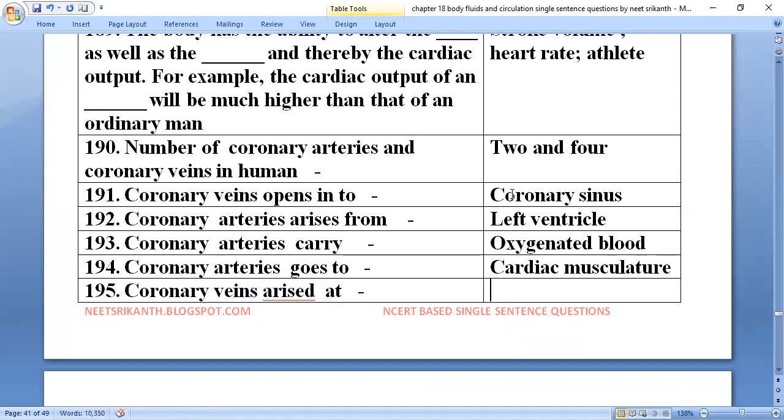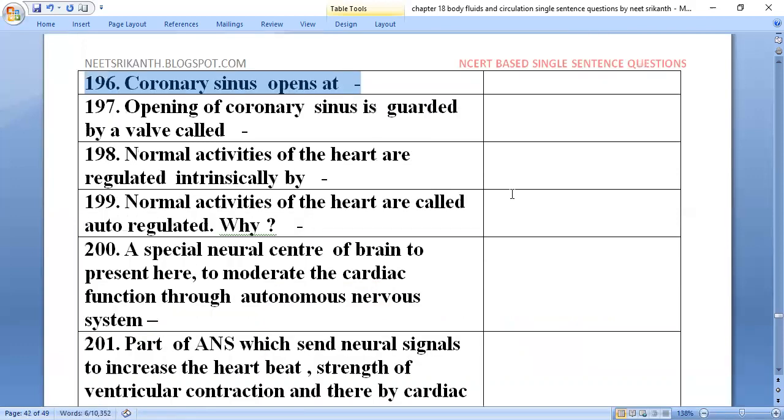Coronary veins arise at, that means it's a circulation related to the heart muscles. So they arise at the cardiac muscles. Arteries supply, veins collect from there.